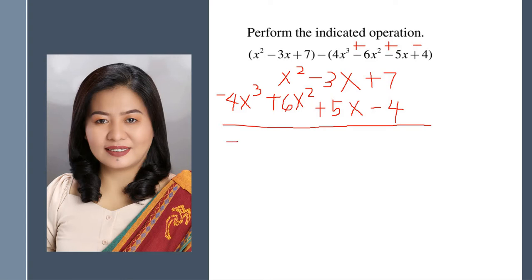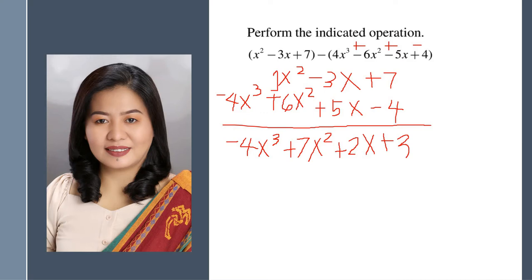So bring down minus 4x cubed. So there is an invisible one here because we cannot see any numerical coefficient. So that will make us 7x squared. And here, negative 3 and 5, that gives us plus 2x. And then 7 and 4, that gives us plus 3.